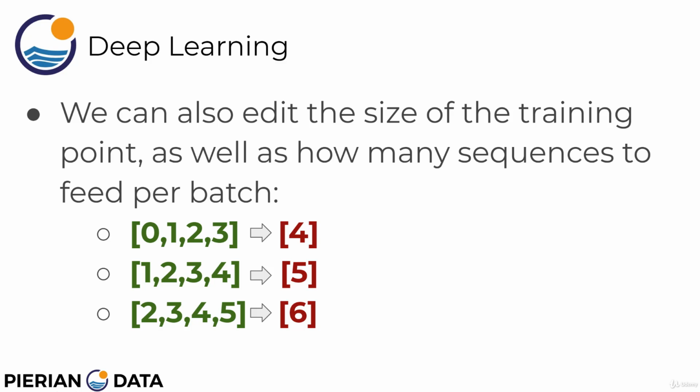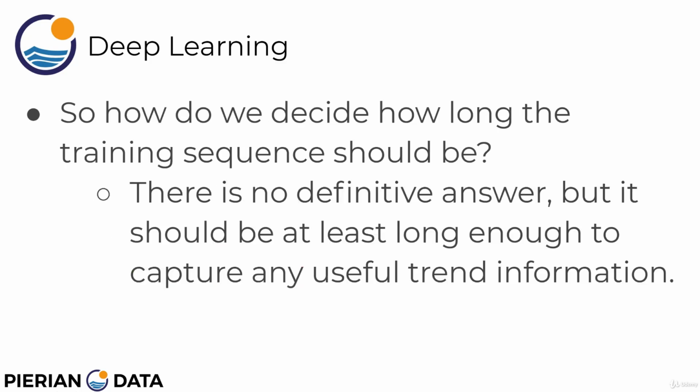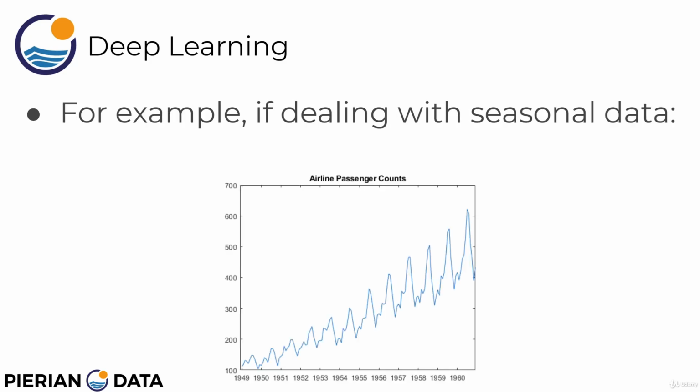So again, lots of flexibility and a lot of things you can edit here. You can edit how many time series sequences you're going to provide per batch, how long the actual training portion, that green portion, should be, and also how long that red portion, the label, should be. So given how much flexibility we have over this, how do we decide how long that actual training sequence should be? Keep in mind there is no definitive answer, but it should be at least long enough to capture any useful trend information. So what do I mean by useful trend information?